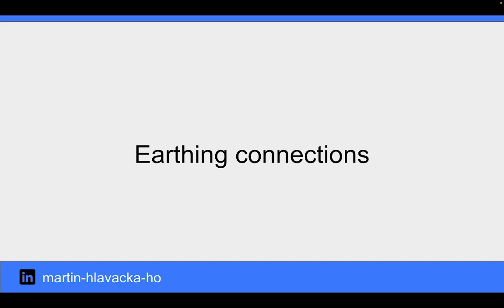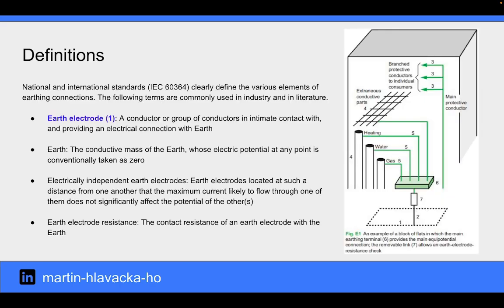Earthing connections. National and international standards clearly define the various elements of earthing connections. The following terms are commonly used in industry and literature. Earth electrode: a conductor or group of conductors in intimate contact with and providing an electrical connection with Earth. Earth: the conductive mass of the Earth, whose electric potential at any point is conventionally taken as zero.